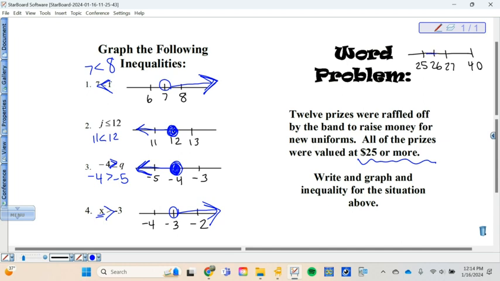So I know I'm definitely going to go to the right. But then what do I put at 25? An open circle or a closed circle? Closed circle, because it doesn't say more than $25. It says $25 or more. So my inequality then would be x is greater than or equal to 25.